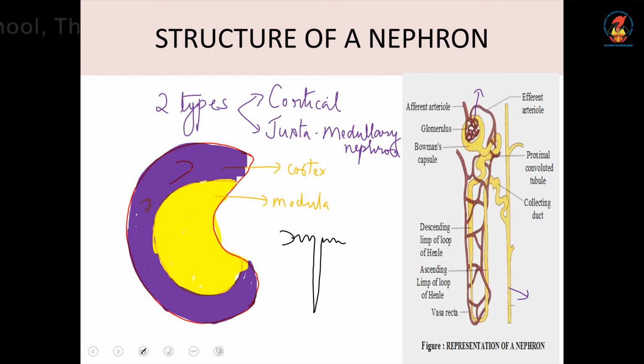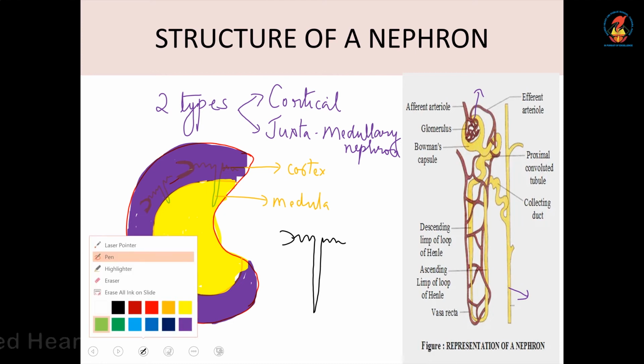Now what is indicated here is a Bowman's capsule. It's becoming another color. I hope you can see this. This is the Bowman's capsule. Then this is the PCT, DCT, and so I drew one nephron. The second nephron I drew adjacent. Now you can see the difference. Can you see the difference between the two nephrons?